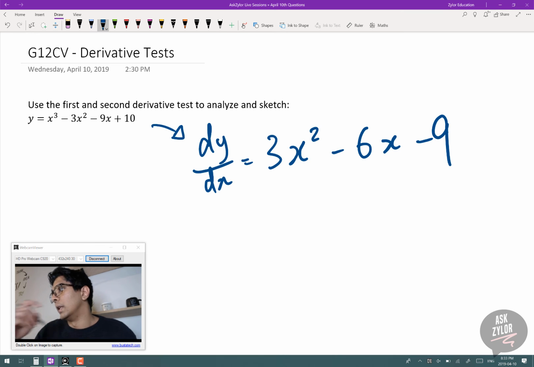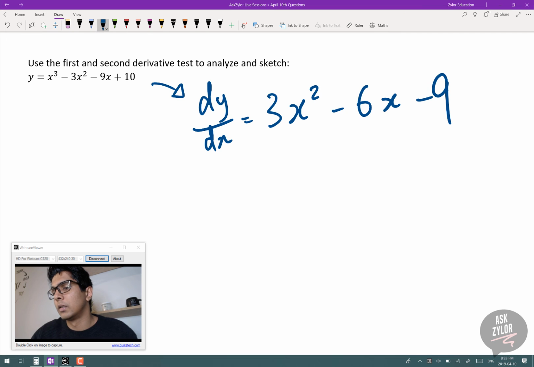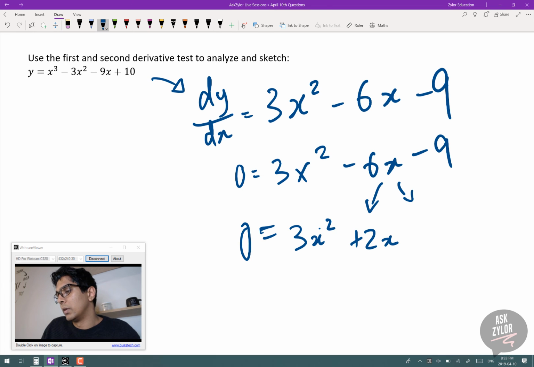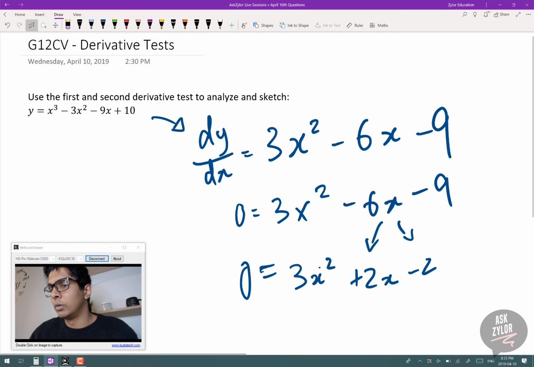And then I'm going to go ahead and find any critical points from this. To find them, I can try and factor this. So I make 0 equal to 3x squared minus 6x minus 9. I can do factoring by grouping.